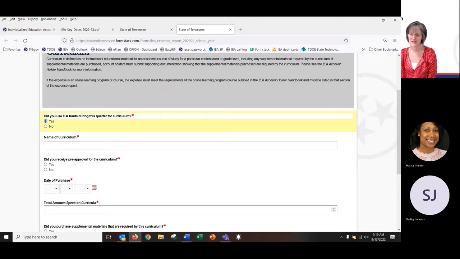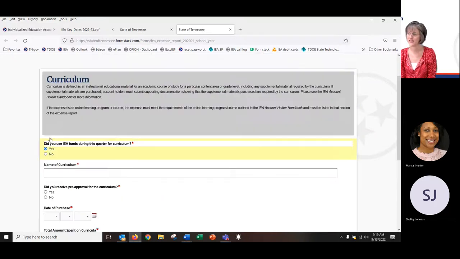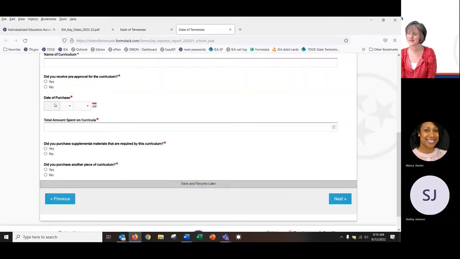As our program grows bigger and bigger, we're able to do fewer and fewer of those courtesy pre-approvals just because of capacity of our staff. But if you do have one, just go ahead and mark it so that we know that we've already investigated that with you. If you can give us the date of your purchase here and then the total amount spent on whatever curricula that you bought.